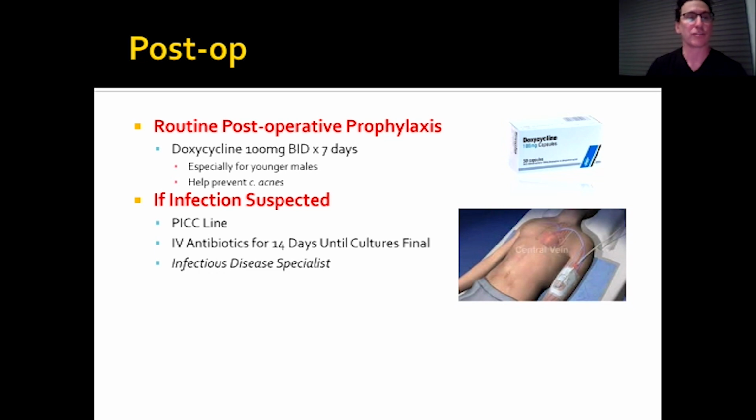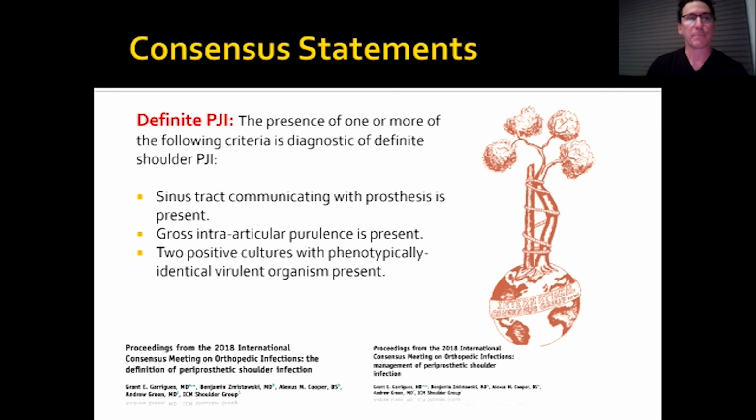Whether I suspect infection or not, they get 7 days of doxycycline. And it especially is useful for my younger males in hopes that it might prevent C. acnes. But if there is an infection suspected and I've taken cultures and I have concerns, I'll place a patient on IV antibiotics for 14 days until the cultures are final, and I'll involve an infectious disease specialist to help guide me on the antibiotics and make sure that it gets appropriate antibiotic dosing throughout the recovery.